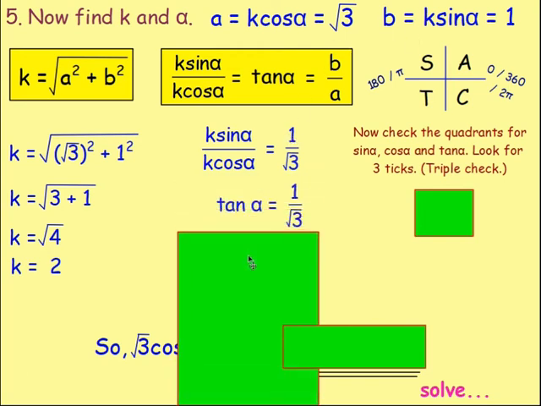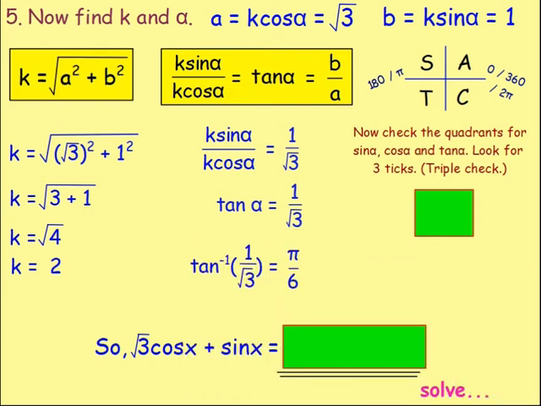And you would then cancel the k's, and sin over cos is equal to tan. So then you would take tan to the minus 1 of 1 over root 3, and I'm sure you all know that is, good, well done, it's 30 degrees. But we do want radians, so that would be brilliant, pi over 6.